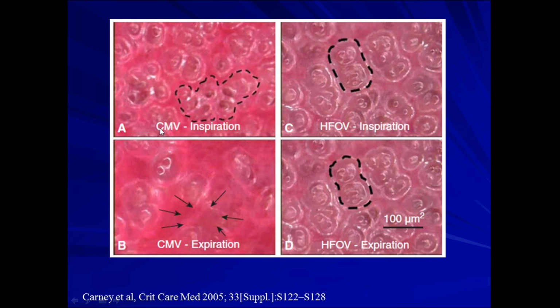You see here the conventional mechanical ventilation. During inspiration, the alveoli are open. During expiration, you see them almost collapsed. While on high frequency oscillatory ventilation, during inspiration the alveoli are open, and during expiration they are still open. This is by electron microscope.